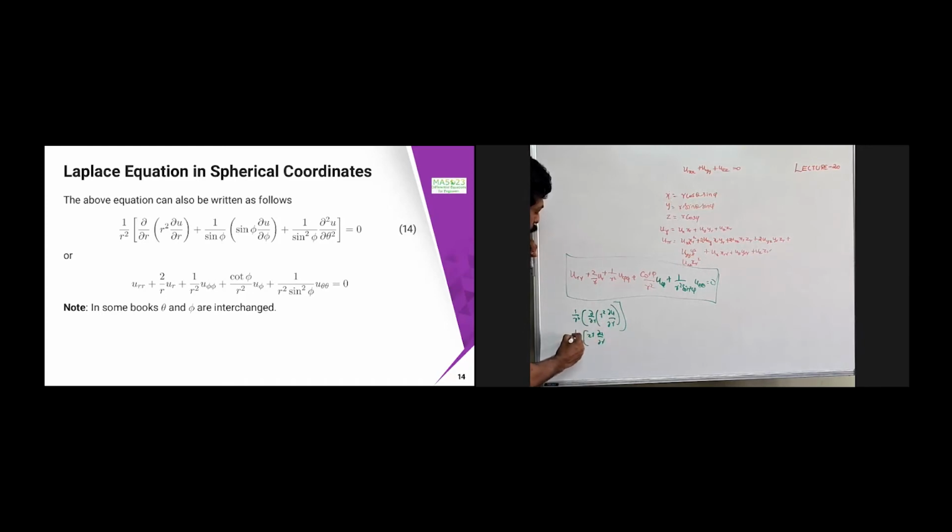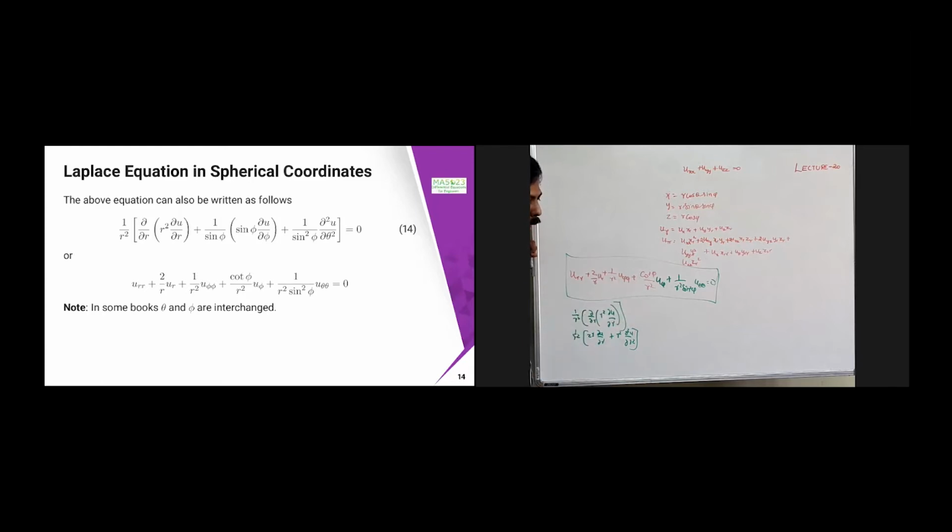1 by r square is outside already. Okay, plus again you have to do that. So we are going to get r square into dou square u by dou r square is going to come. So you can verify that if I multiply by r square, this is going to become 2 by r into dou u by dou r, and r square cancels. You are going to get dou square u by dou r square. So now I can do the same thing. Okay, the remaining things also.